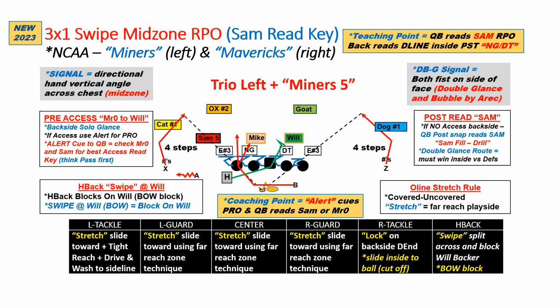Next then, from 3x1, you can see the beauty of this. The receiver's routes, nothing changes. They're locked into the double glance with the bubble. Again, H-back will swipe back to the will, bow block. And again, we're going to read the Sam backer, now adding the complement of the A running the bubble.